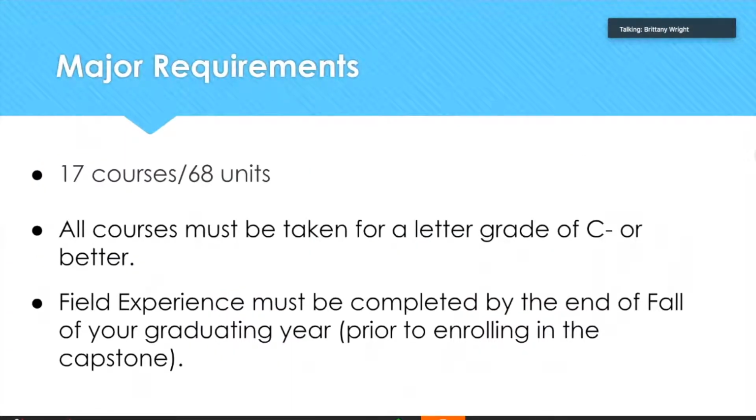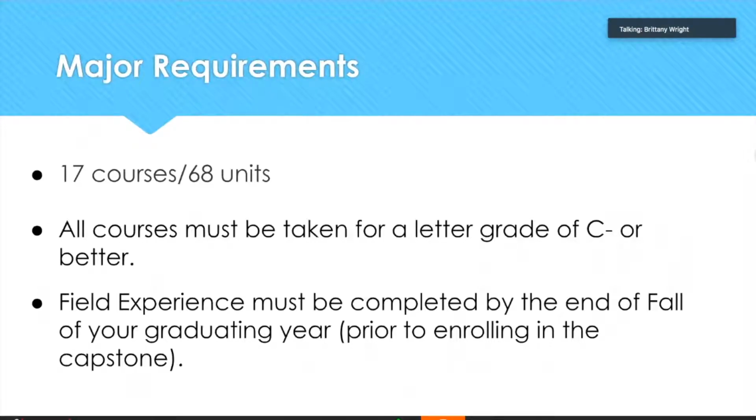Let's dive right into the major requirements, as I know a lot of you are anxious to begin planning out your courses for fall and beyond. The Global Health major requires 17 courses, all which are 4 units, so that's 68 units total. And all courses must be taken for a letter grade of C- or better, so you do not want to take any of your major courses for a pass, no pass.